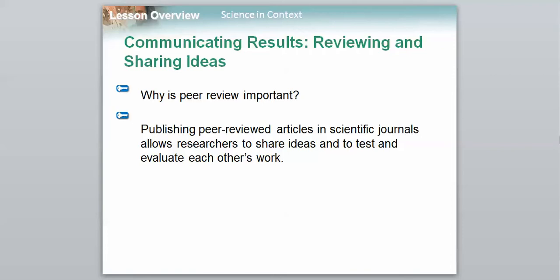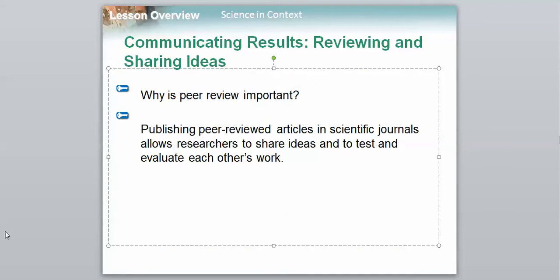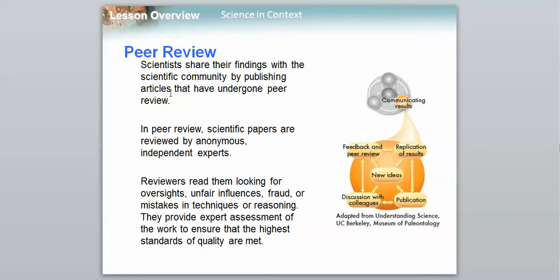So we have to be able to share and evaluate each other's work through a process that is called peer review. So peer review is very, very important. Peer review. So scientists, again, share their findings with the scientific community by publishing their articles that have undergone peer review. So in this process, scientific papers are reviewed by anonymous, independent experts. So that's a big thing.